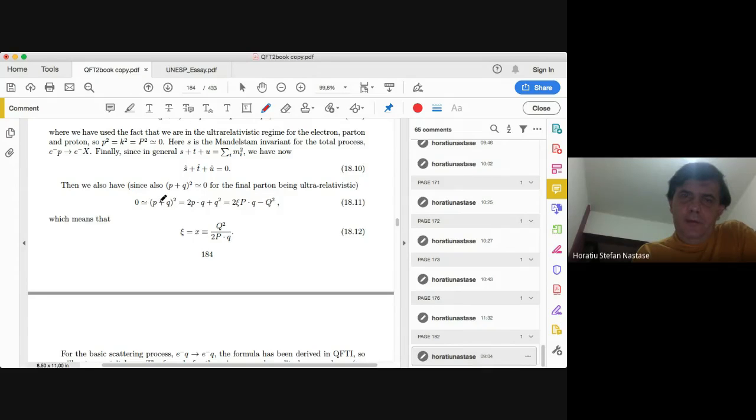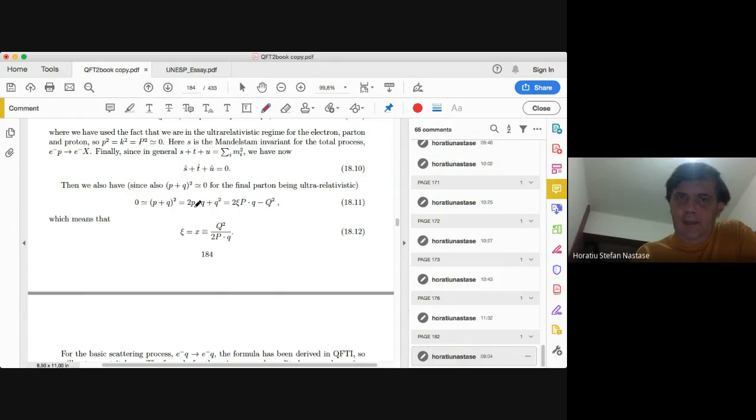Then since also the same thing happens in P plus Q squared, well, Q refers to the momentum transfer, which is not large, as we said, but little p refers to the parton, which is ultra-relativistic, so P squared is 0. And then P plus Q itself is also ultra-relativistic, so squares to 0. That results in the fact that we have 2 P dot Q plus Q squared.